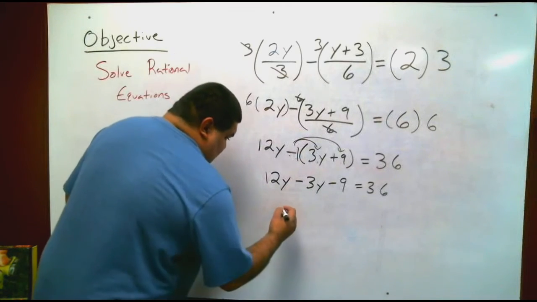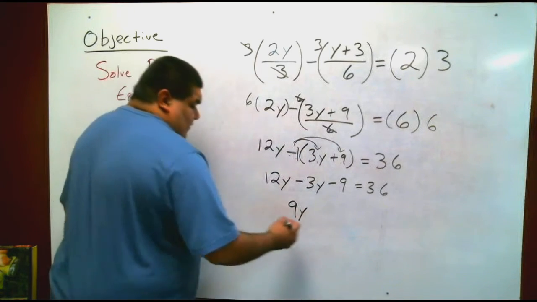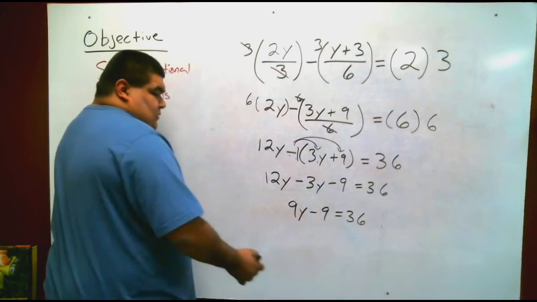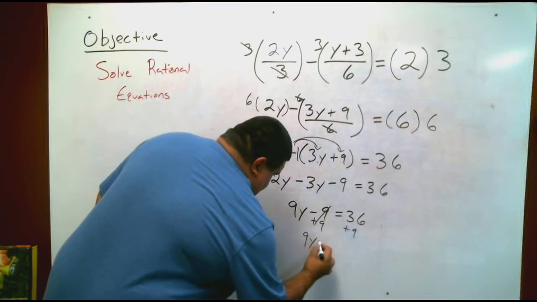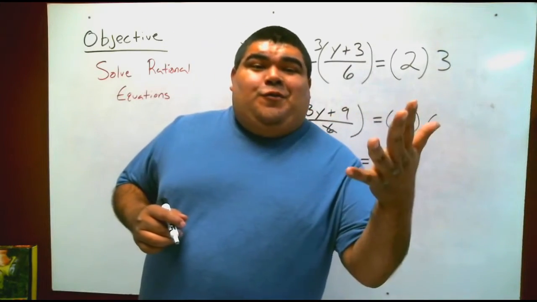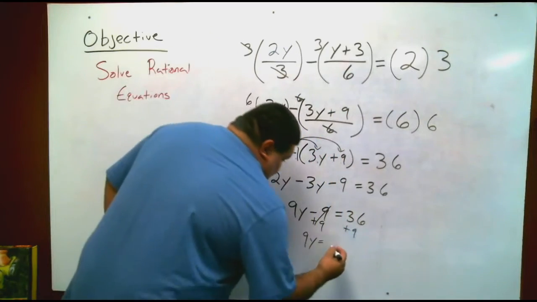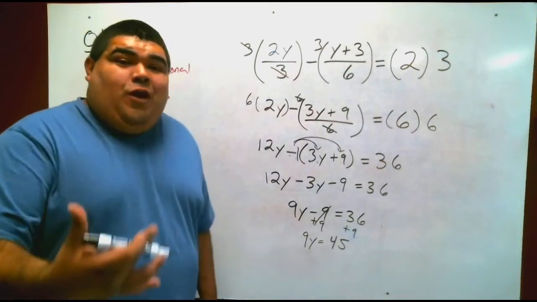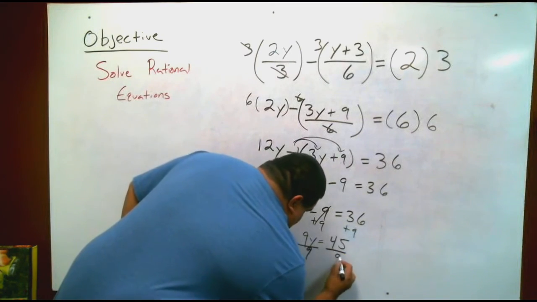12 minus 3 is 9y. Since the 12 is positive, your answer is positive. Minus 9 equals 36. We add 9 to both sides. We're left with 9y equals 36 plus 9, which is 45. Okay? And then finally, if we're trying to solve for that y, we divide by that 9 to get rid of it. So we divide by 9.